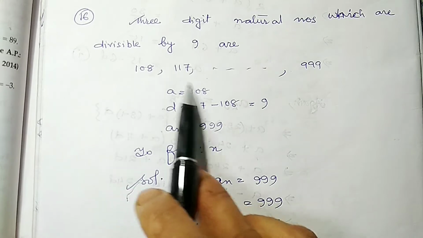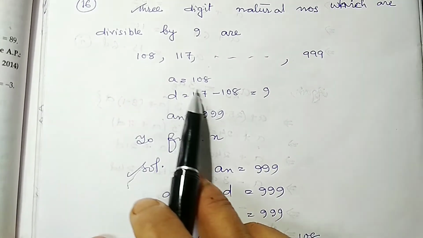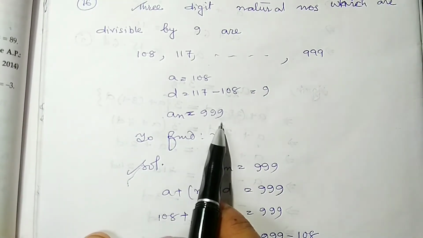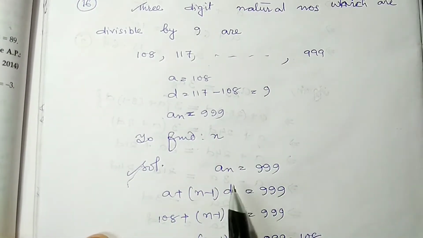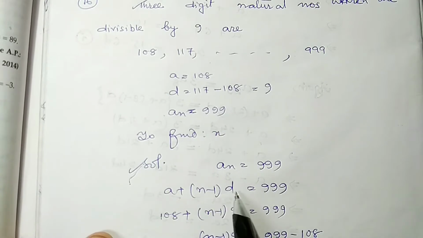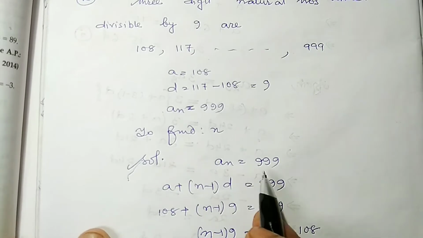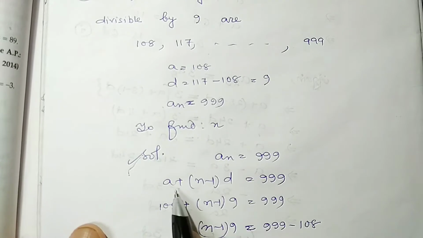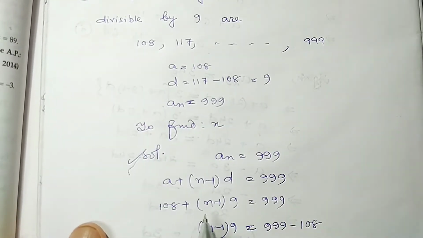Now here a is 108, d will be second term minus first term, 117 minus 108, you are going to get 9, and the last term which is an is 999, and we have to find n, how many such numbers are there. We know the formula an is a plus n minus 1 into d, and the value of an is given 999. A we know 108, d is 9, so 108 plus n minus 1 into 9 equals 999.